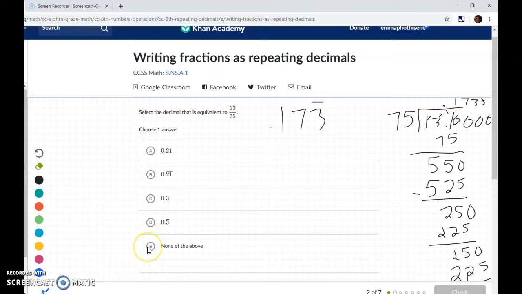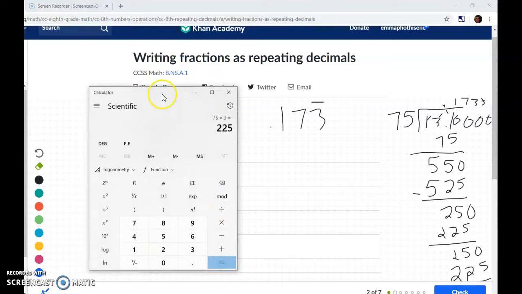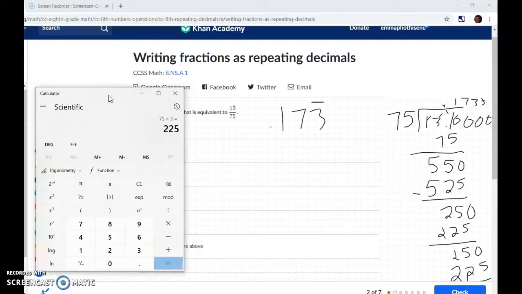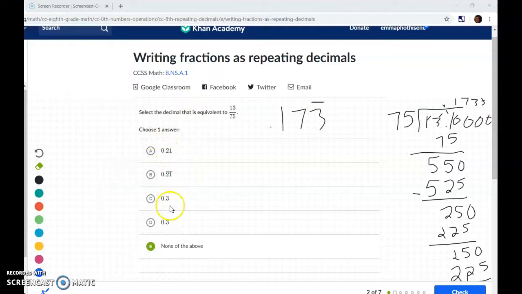So that is obviously none of these. Oh, and we can use our calculator as well to figure this out, just how I did on the other one. I just did the math portion first, but we would do 13 divided by 75. And see, we get the same answer here, 0.17, and then the 3 is repeating. And again, that little line above the 3 means that only that digit right there, 3, is repeating. And as we can see, it is none of these answers.